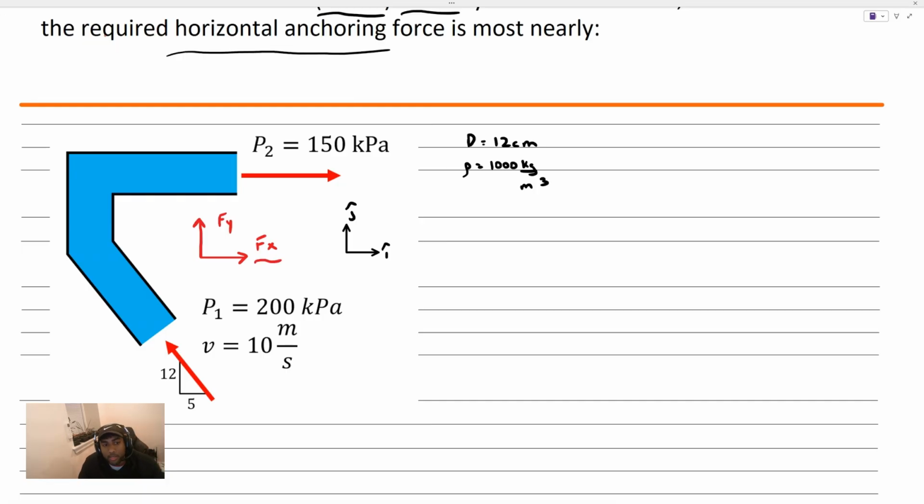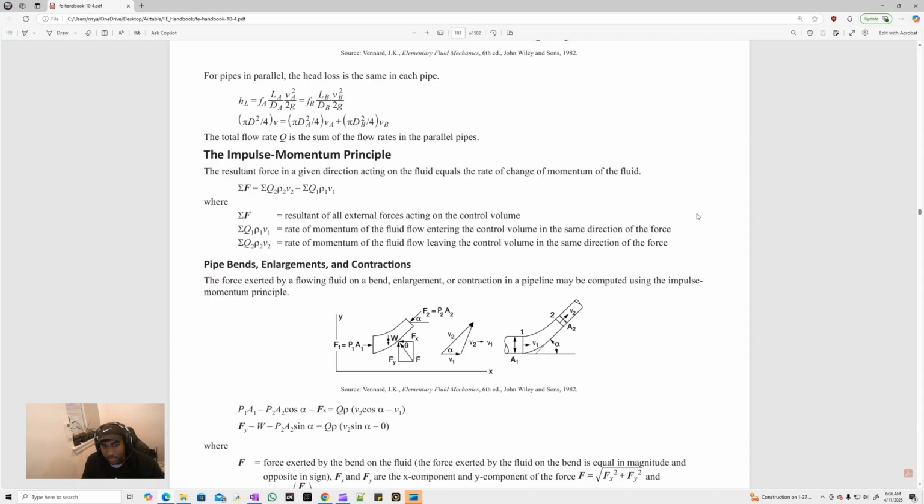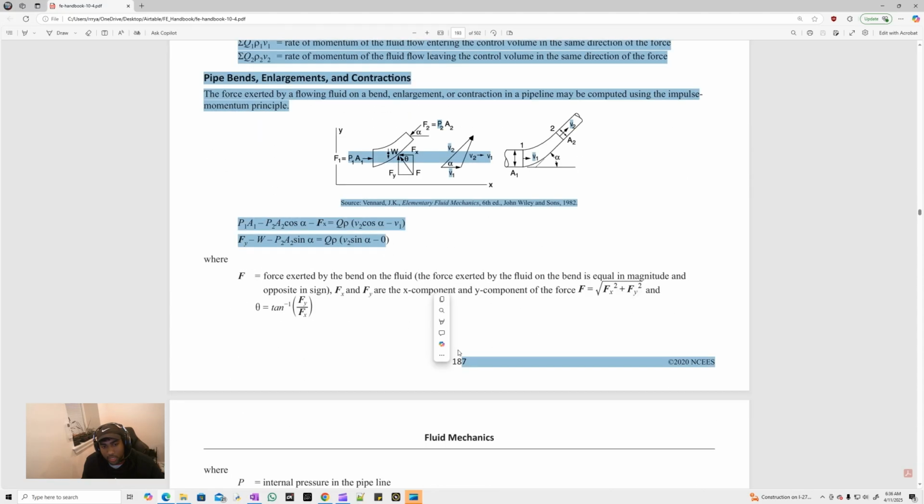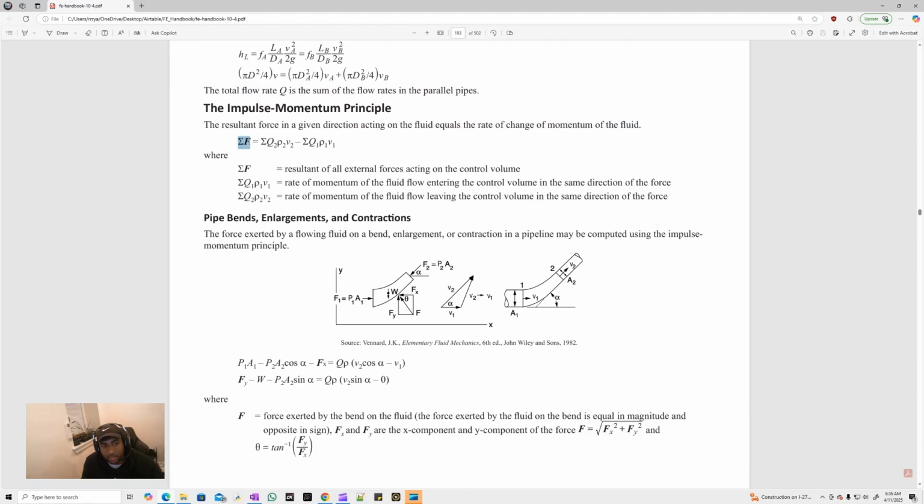So we have those anchoring forces, and what we're really looking for is just this horizontal anchoring force. Now, if you ever see a fluids problem where you have some pressures, some speeds, and you're looking for forces, you're going to be using the control volume method, the conservation of momentum. Inside the handbook, they have it labeled as the impulse momentum principle. On page 187 of the reference manual, they say that the sum of the forces is equal to the difference between these terms, referred to as the momentum flux. You can see that the momentum flux is the product of the volumetric flow rate, the density and speed. If it's leaving the control volume, it's a positive sign, versus if it's entering the control volume, it's a negative sign. This is great because it relates speeds and forces.